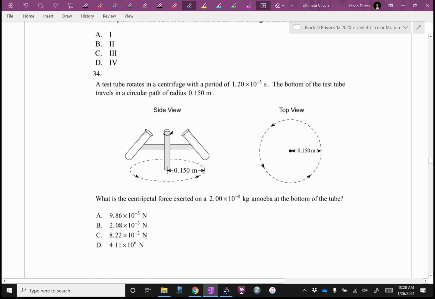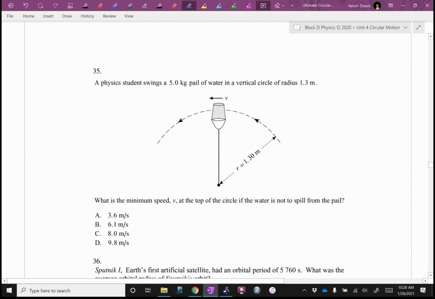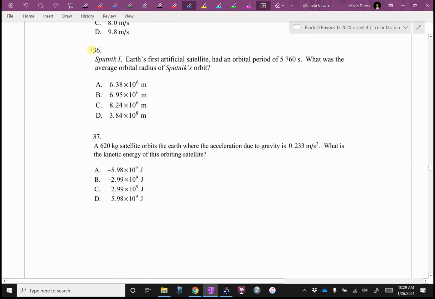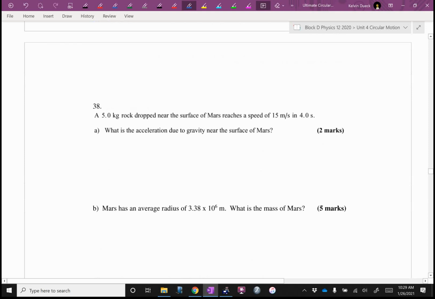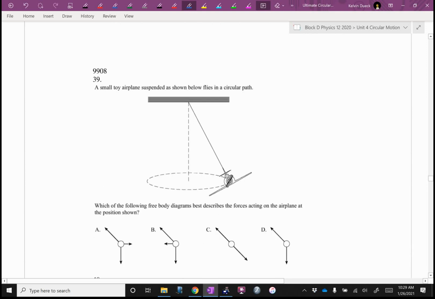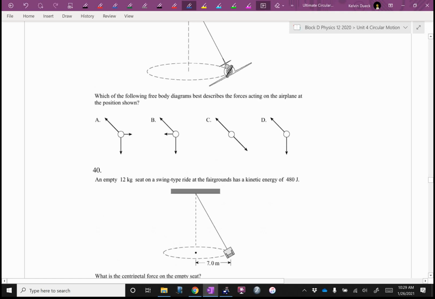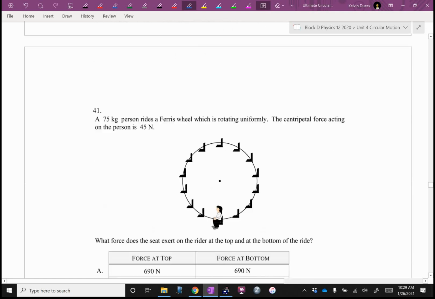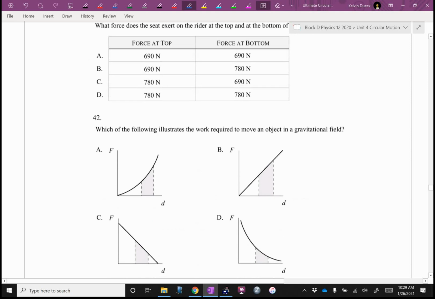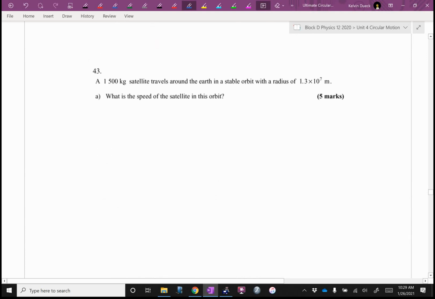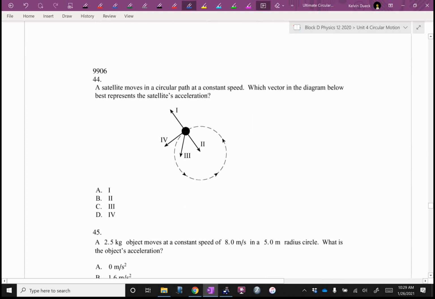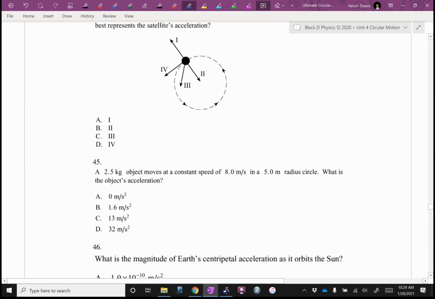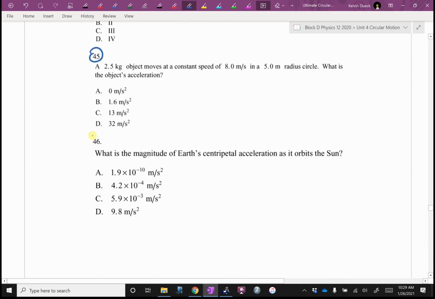33 is good. 34 is good. 35 is good. Skip 36. Skip 37. Skip 38. Skip 39. Skip 40. 41 is good. Skip 42. Skip 43. And we're running out of questions, I think. Oh, 44 is good. 45 is good. No, 46 we can do.